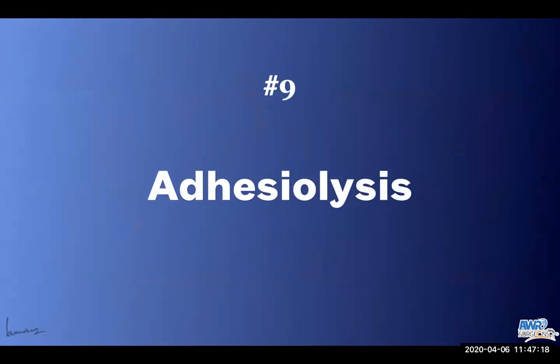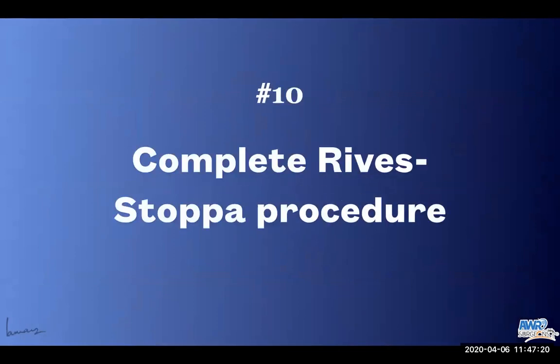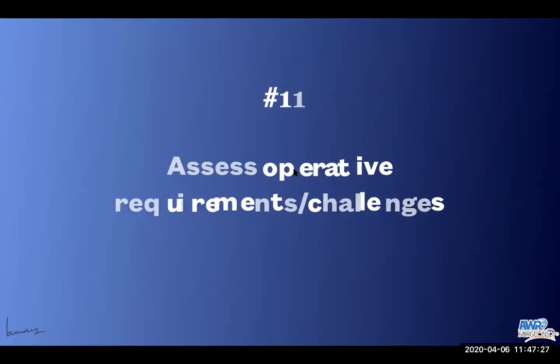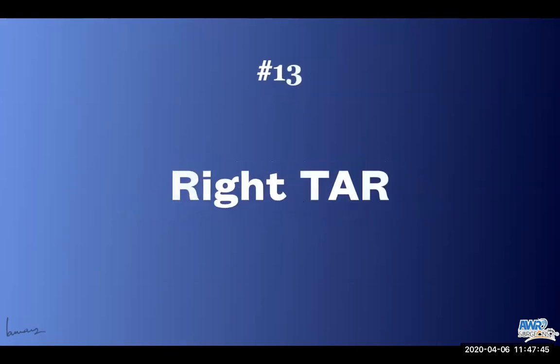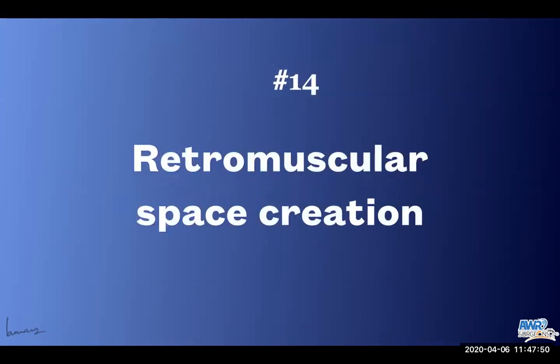You next do the adhesiolysis, which is an extremely crucial part of the operation. After reduction of all the contents, you complete the Rives-Stoppa dissection, and now you assess whether you need to remove mesh, whether you need to suture some seromuscular tears, whether the midline will come together without tension or not, whether you need to do more steps. So these are your assessments, and if you choose to do so, then you do the right TAR, okay?